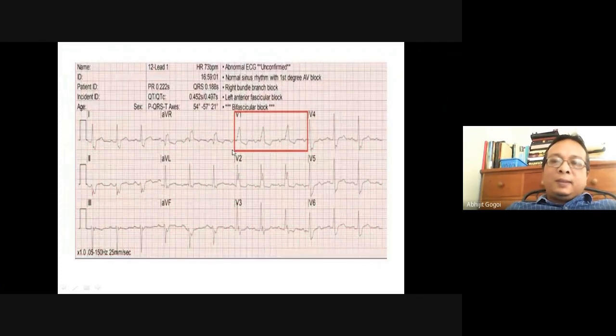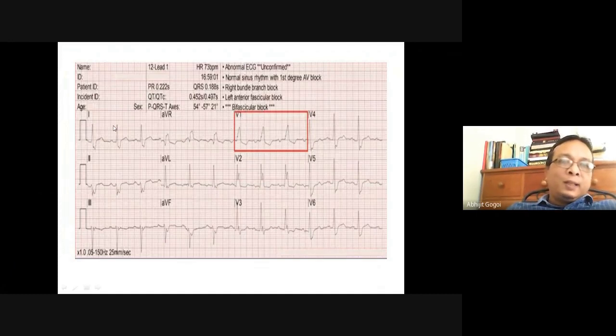But here in this ECG, you see V1 is a positive QRS, which makes you diagnose that this is a right bundle branch block. Now you can see the computer has already said bifascicular block. Why? Because there are other things.